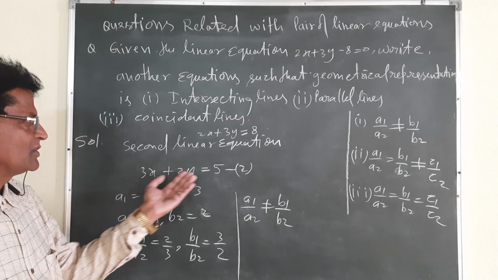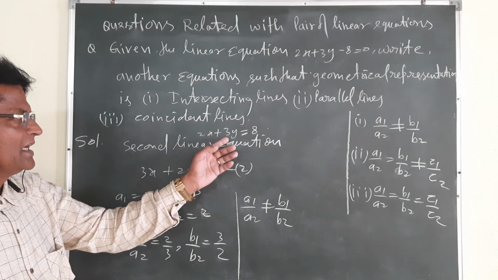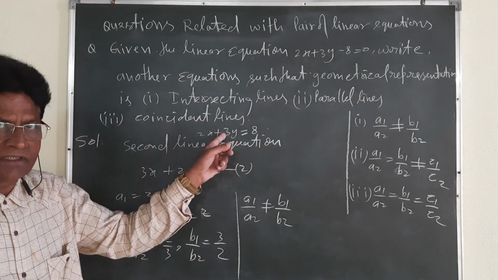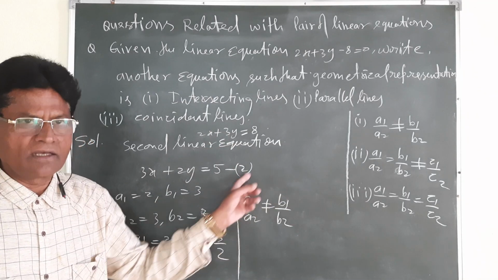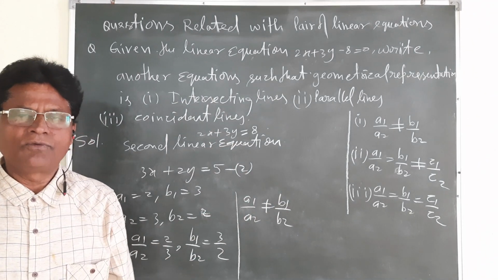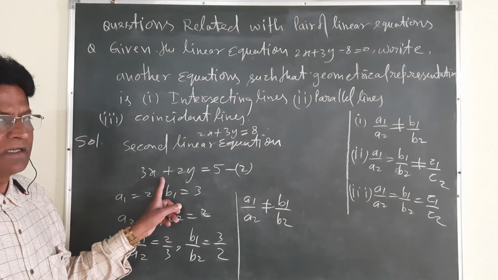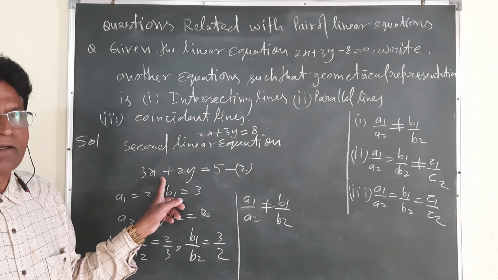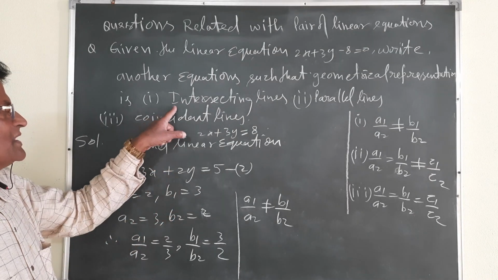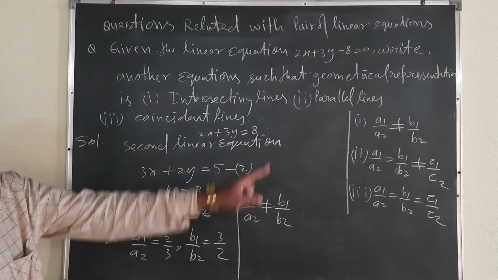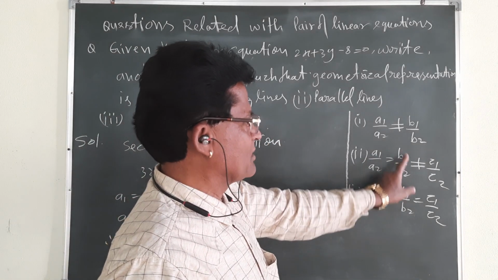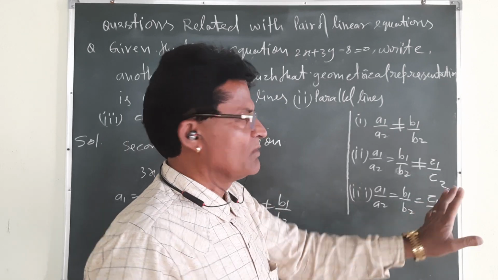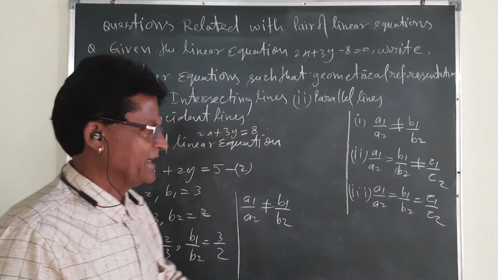You write the coefficients of x and y in such a way that when you compare them with your first linear equation, this condition must verify. Then the second equation is a linear equation in two variables. That is for the first case. Let me take the second case. In the second case, A1 upon A2 is equal to B1 upon B2, but it does not equal C1 upon C2. Very easy to write.